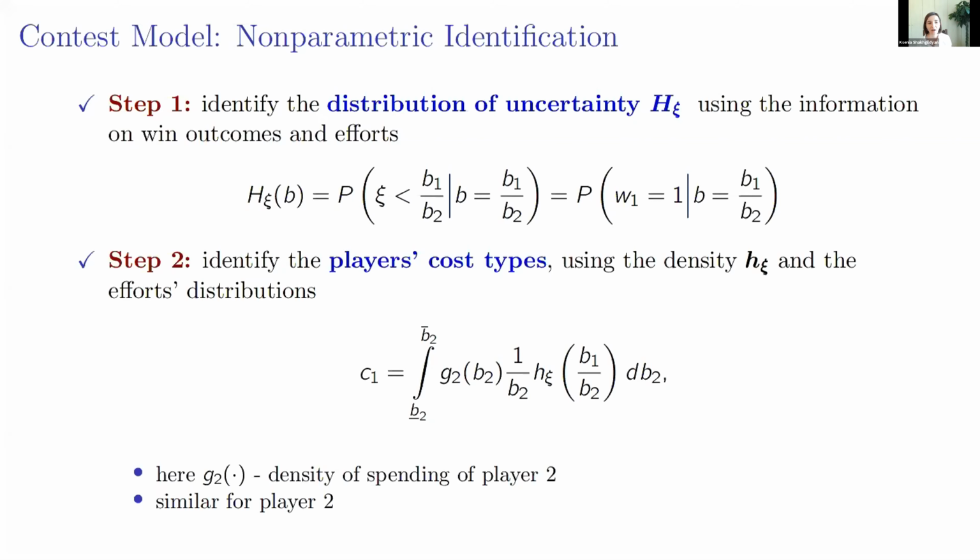So first, I would identify the distribution of uncertainty using the information on win outcomes and efforts. And second, I would identify the distribution of the players' cost types using the distribution of uncertainty found in the first step and the efforts distributions.